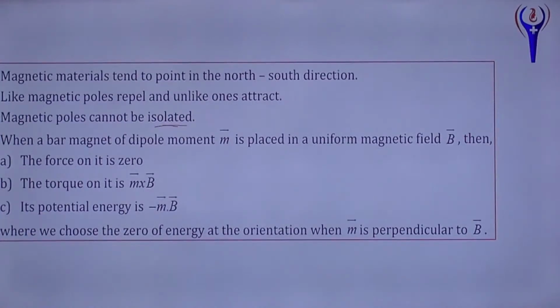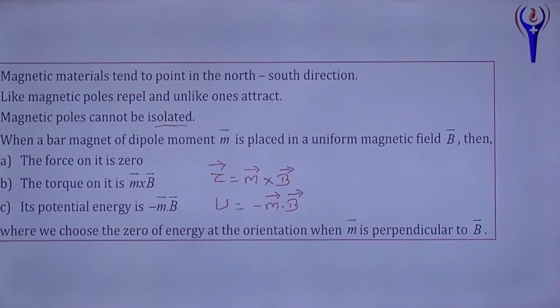When a bar magnet of dipole moment M is placed in a uniform magnetic field B, then the force on it is 0. Then the torque on it is M cross B, that is, tau equals M cross B. And its potential energy U equals minus M dot B.